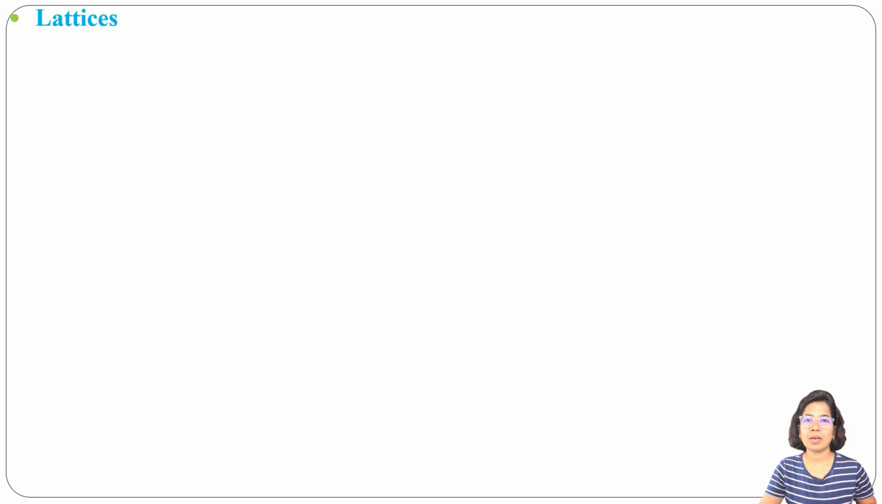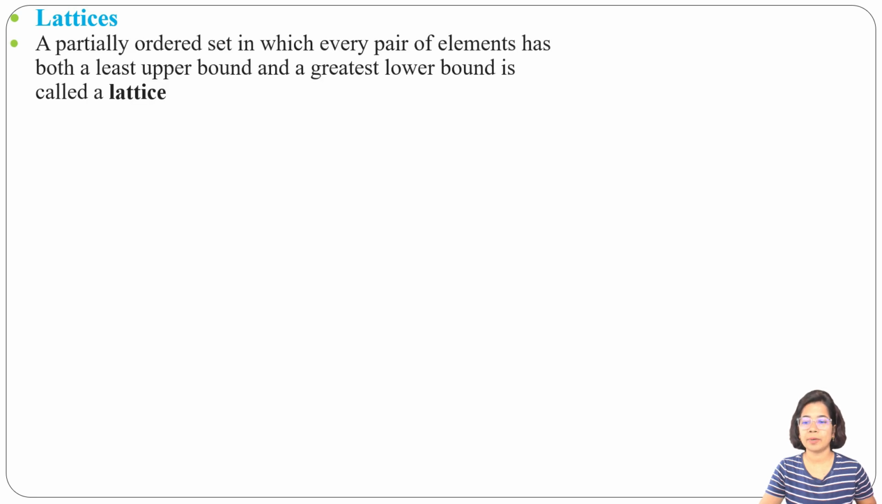A poset is called a lattice if for every pair of elements we can find the greatest lower bound and least upper bound. If we are able to find GLB and LUB for every pair of elements, then that poset is a lattice. Let's see one example.